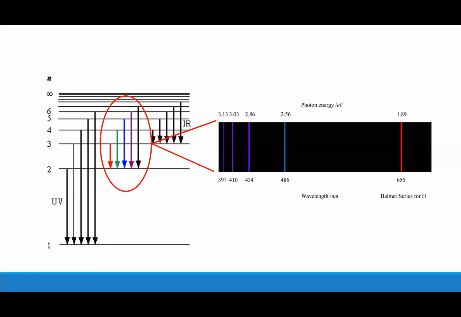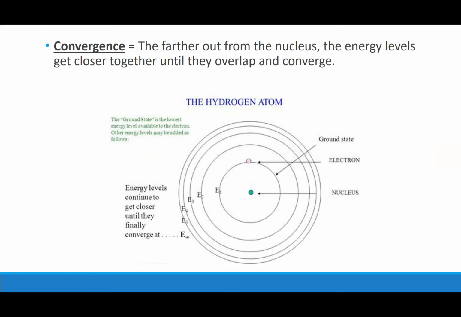In the emission spectrum of hydrogen, we also see that the lines at shorter wavelength and higher energy are closer to each other. This gives us the evidence for the idea of convergence, which says that the farther out from the nucleus, the energy levels get closer together until they finally overlap and converge.